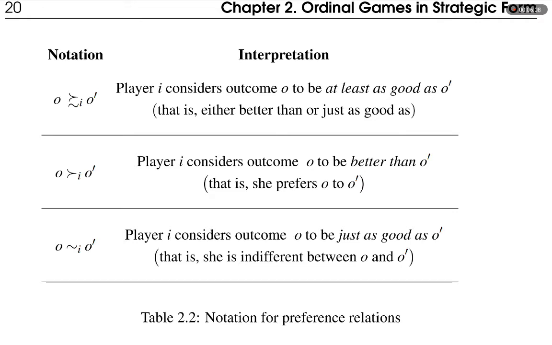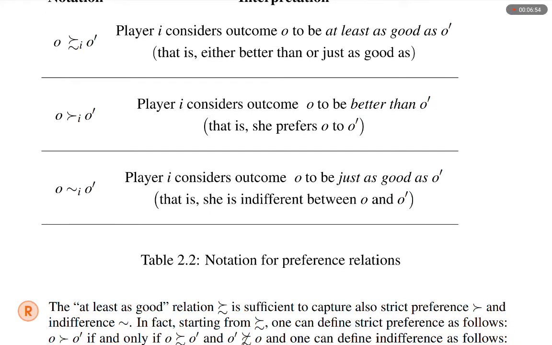Notation: o ≿_i o'. Player i considers outcome o to be at least as good as o', that is, either better than or just as good as. Notation: o ≻_i o'. Player i considers outcome o to be better than outcome o', that is, she prefers o to o'.